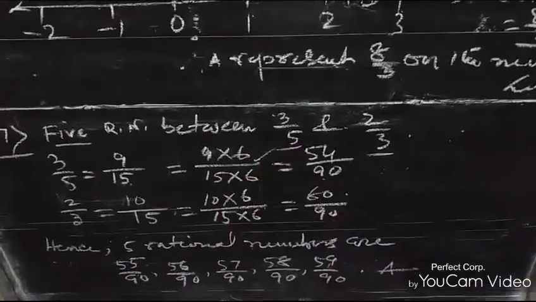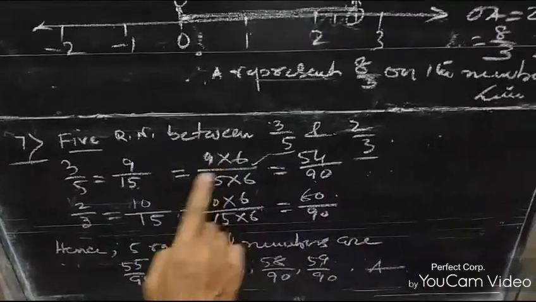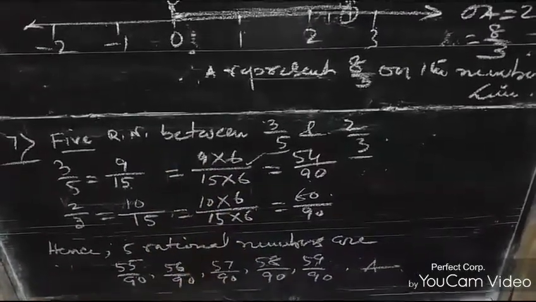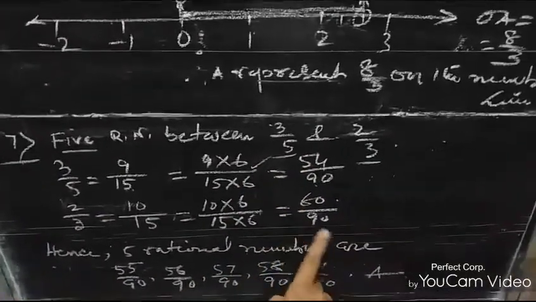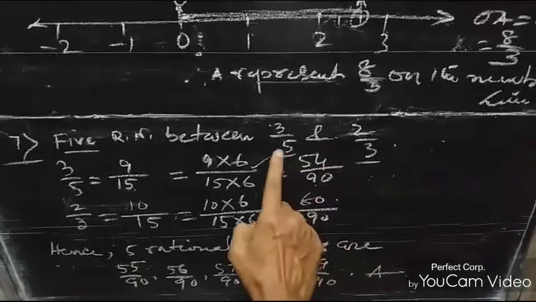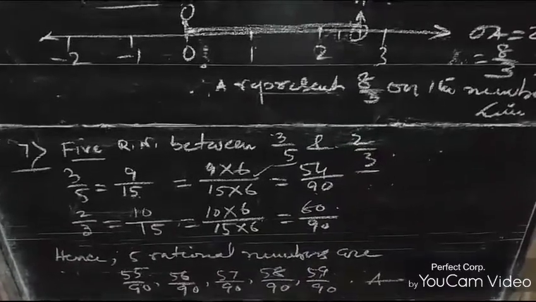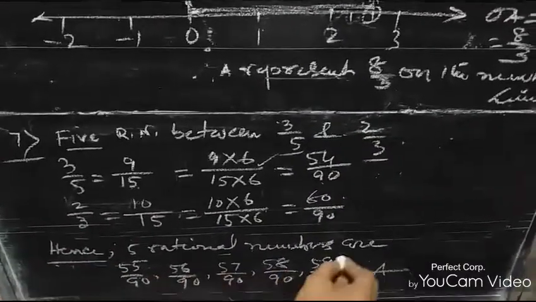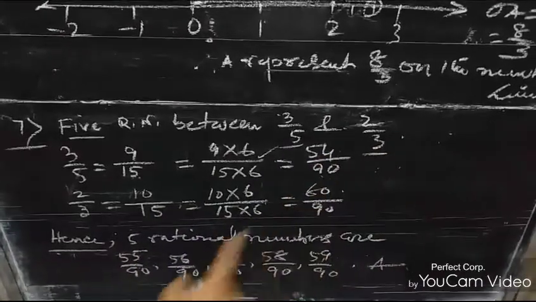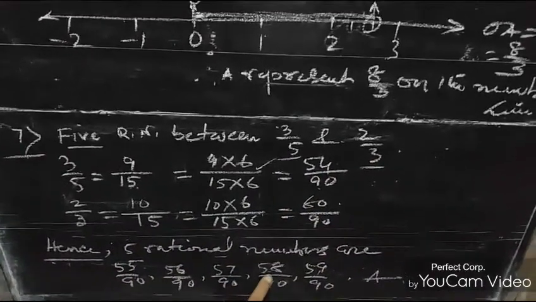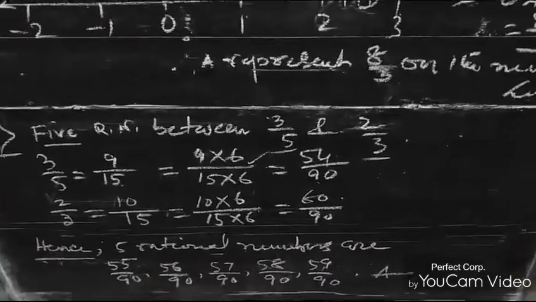So multiply with 6. Then it will be 9 into 6 divided by 15 into 6, and 10 into 6 and 15 into 6. It comes to 54 by 90 and 60 by 90. These are 3 by 5 and 2 by 3. Hence the 5 rational numbers in between are 55 by 90, 56 by 90, 57 by 90, 58 by 90 and 59 by 90. This is the required 5 rational numbers.